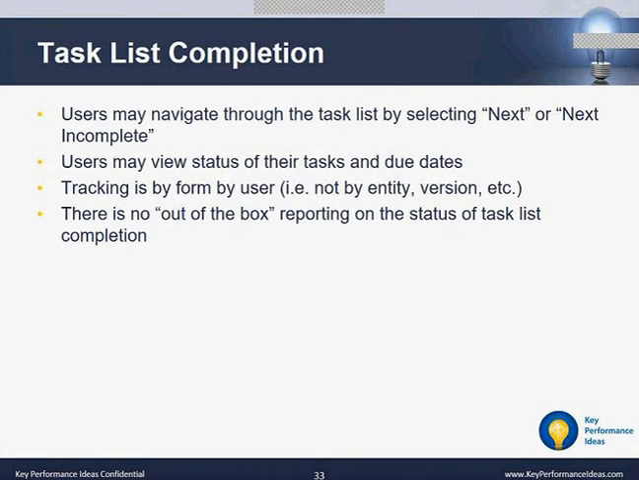So users can navigate through the task list by selecting Next or Next Incomplete. Users can view the status of their tasks and due dates. Notice here, though, that this is an important thing to understand: tracking is by form by user. So, for example, if a user has responsibility for maybe 10 different entities, you're not tracking the individual entities, but that particular user is saying that they're complete. Also, there's no out-of-the-box reporting for the status of task lists, but that's being improved on.